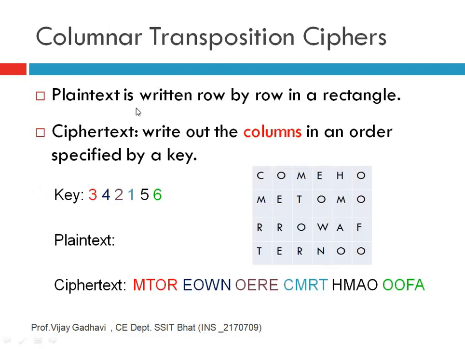Here we see the columnar transposition cipher. Plaintext is written row by row in a rectangle. The ciphertext is written out by columns in an order specified by a key. Here we see the example key 342156 with plaintext and ciphertext. You have already seen: CMRT HMAO OOFA. Come home tomorrow after noon. This is a sentence you have already seen in the rectangle.